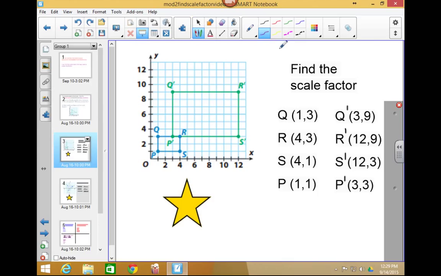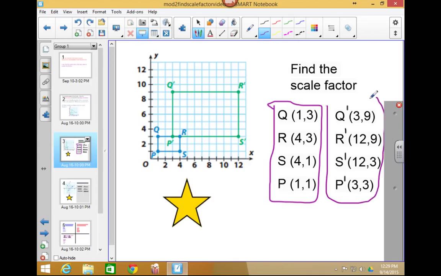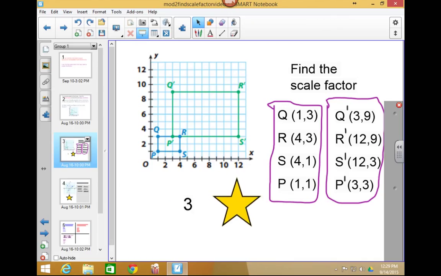For a scale factor with a dilation, we know that we're multiplying. We have the original coordinates and we have the image coordinates, and our job to find the scale factor is to find out what they multiplied by. How did they get from the original to the image? If I look at all the numbers, 1, 3 to 3, 9, 4, 3 to 12, 9, I see that they always multiplied by 3. That number becomes our scale factor because every number in the original was multiplied by 3 to get the image. And that does make sense because 3 is larger than 1, which would enlarge my figure.